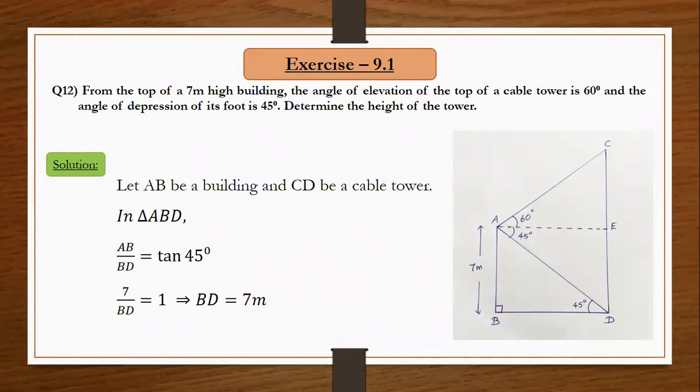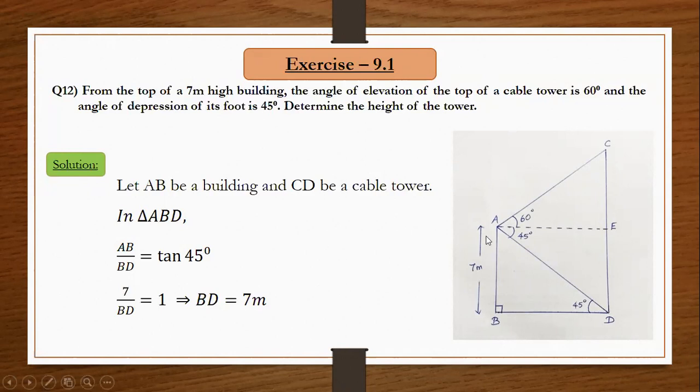From the top of a 7-meter high building, the angle of elevation of the top of a cable tower is 60 degrees and the angle of depression of its foot is 45 degrees. Determine the height of the tower.